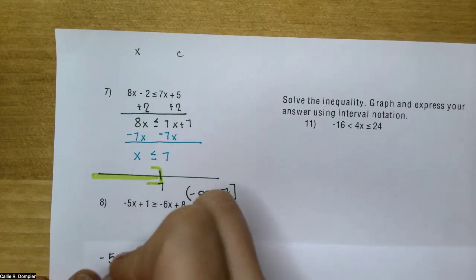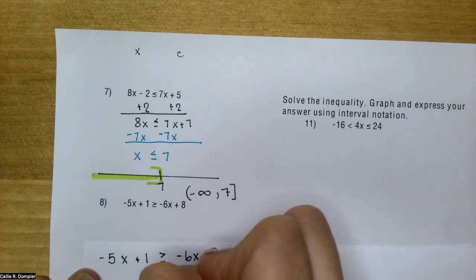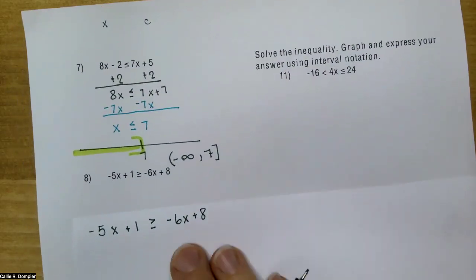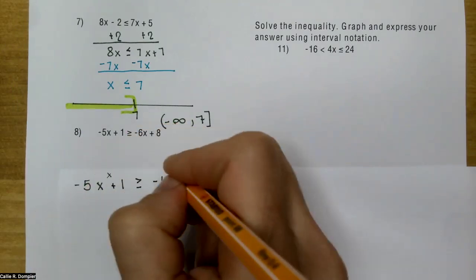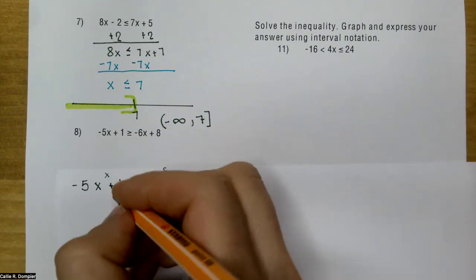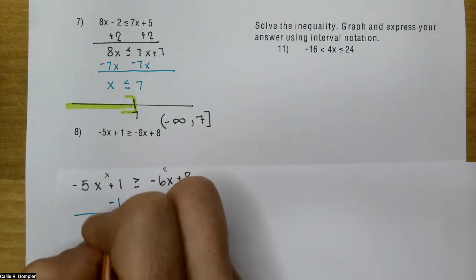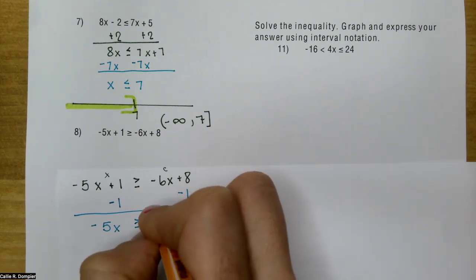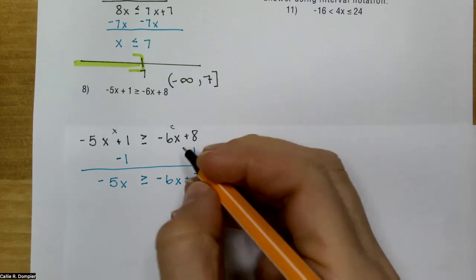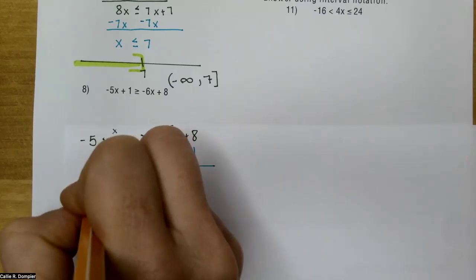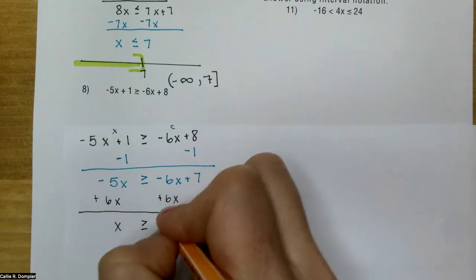All right, so that's -5x plus 1 is less than or equal to -6x plus 8 for number 8. I'm going to solve by moving all of the x's over here and all of the constants over here. We're adding 1, so I'm going to subtract 1, and I get -5x is less than or equal to -6x plus 7. I'm going to move that -6x by adding 6x to both sides. And what I get is x is greater than or equal to 7.